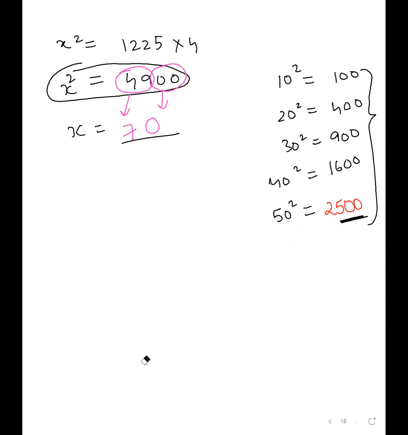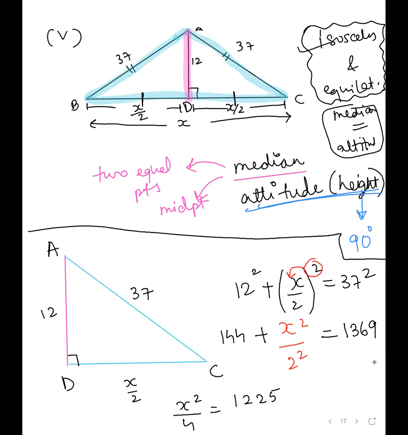समझ में आया? Yeah. Can you give me 1 minute to write it down? You had to find x and that's what we have done. We have found x. Okay, I'll just write it down.